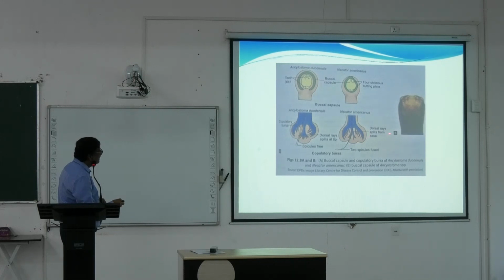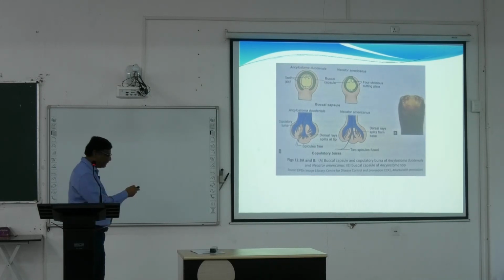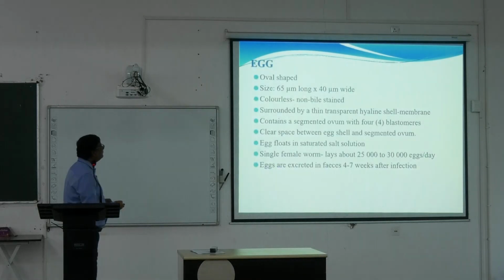Here, in Necator, the dorsal ray splits from the base. And the 2 spicules are fused. In Ancylostoma the 2 spicules are free, and in Necator they are fused. So these are the differentiating features between these 2.